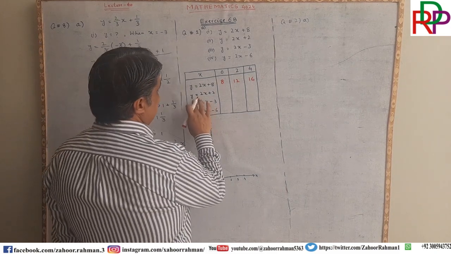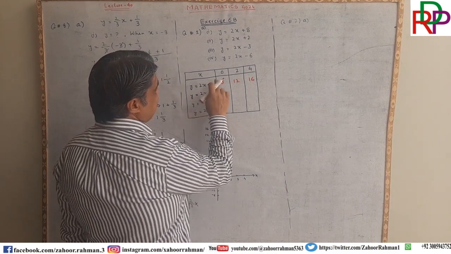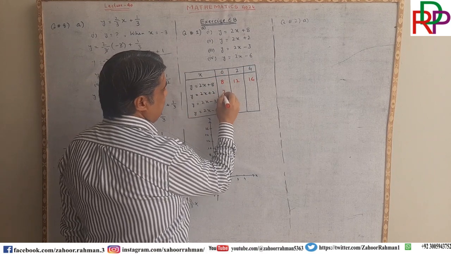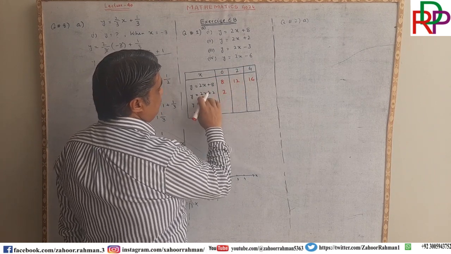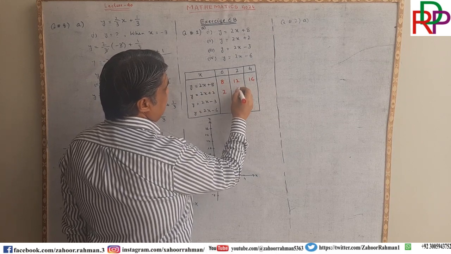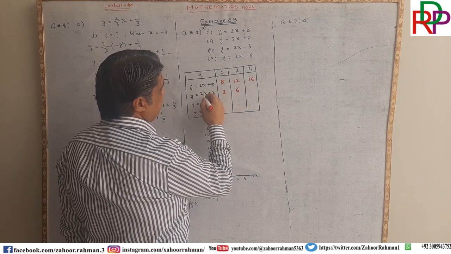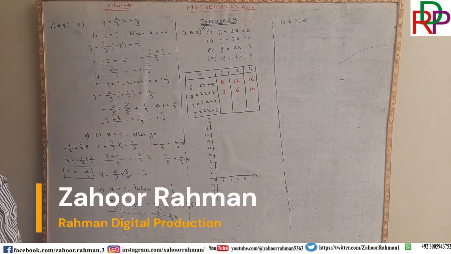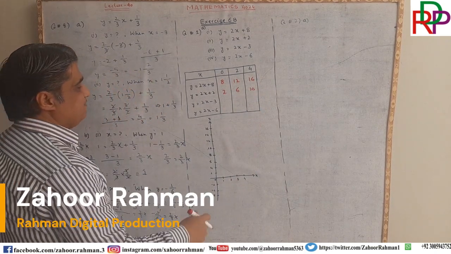Similarly, for this, if we are putting x is equal to 0, 2 zeros are 0, 0 plus 2, it will be 2. 2 twos are 4 and it will be 6, and then 4 twos are 8 and that will be 10. First we have to create this table and complete it.